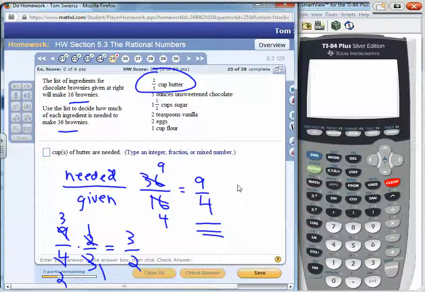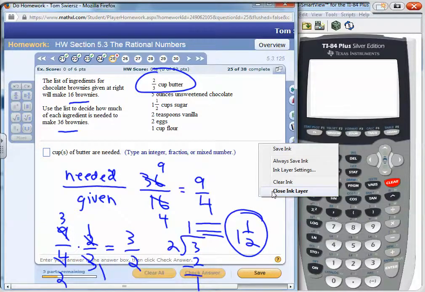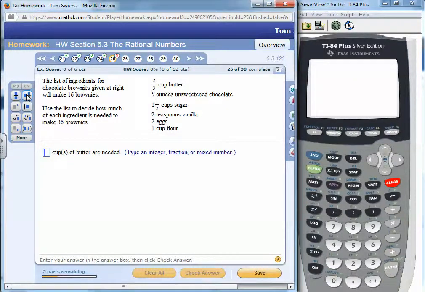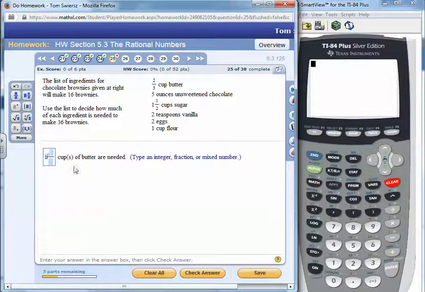If we take 3 divided by 2, it goes in there once, the remainder is 1, so it'll be 1 1/2. So that is the mixed number, 1 1/2.